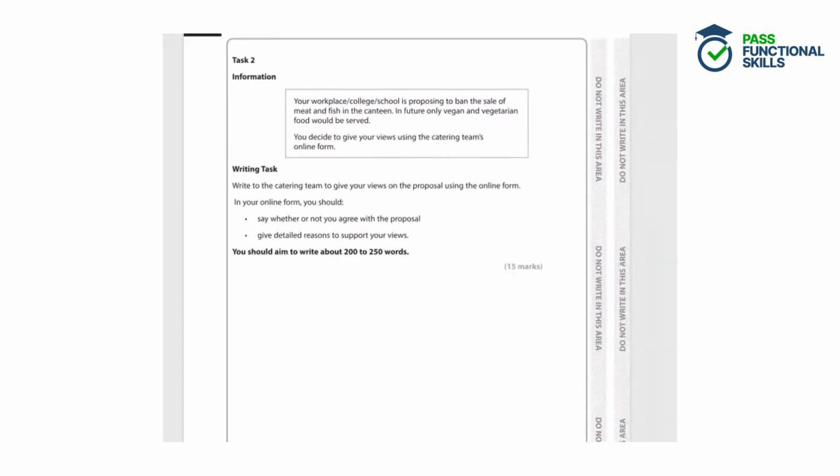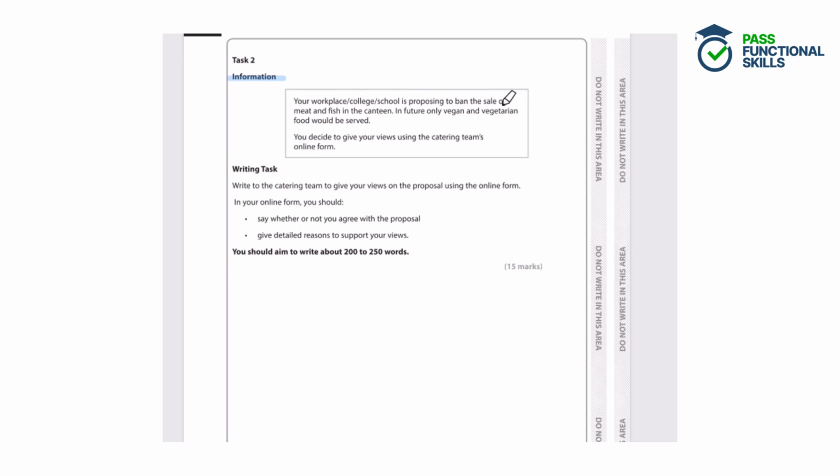Okay, so now let's take a look at the second task. And again, we've been given some information that will help us with our answer. Your workplace, college or school is proposing to ban the sale of meat and fish in the canteen. In future, only vegan and vegetarian food will be served. You decide to give your views using the catering team's online form. Write to the catering team to give your views on the proposal using the online form. In your online form, you should say whether or not you agree with the proposal and give detailed reasons to support your views. Write about 200 to 250 words.